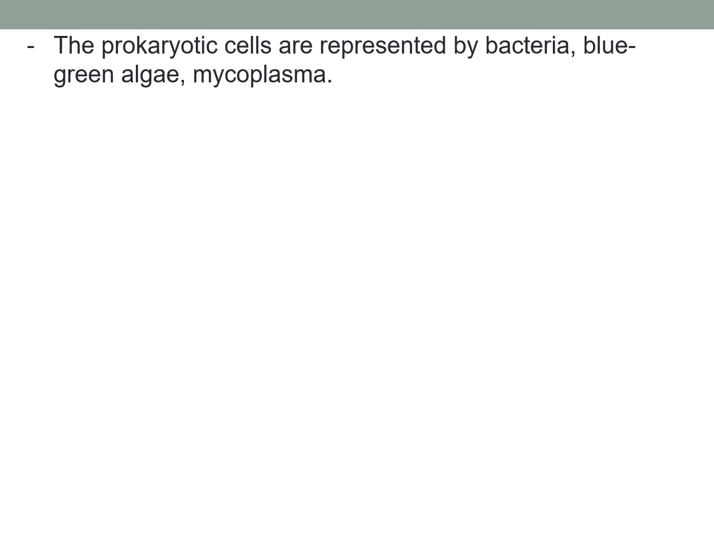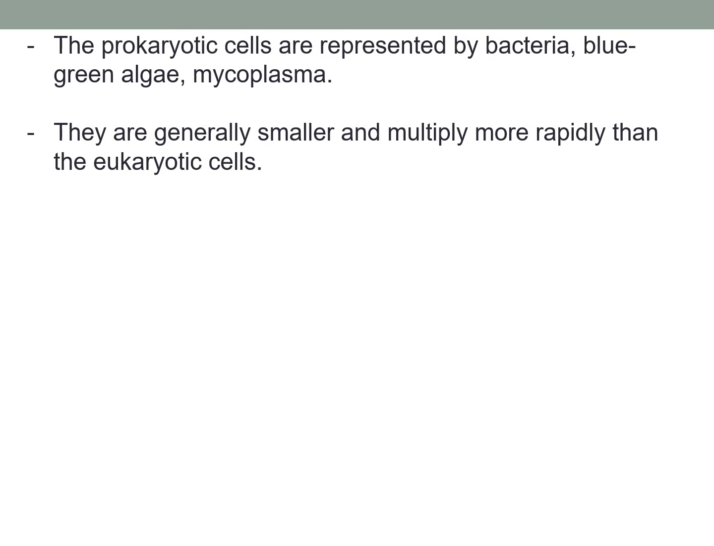The prokaryotic cells are represented by bacteria, blue-green algae and mycoplasma. So these are the examples of different prokaryotic cells. They are generally smaller and multiply more rapidly than the eukaryotic cells.